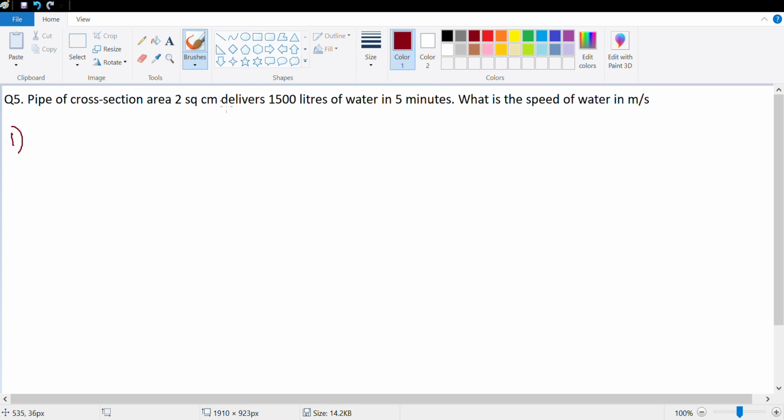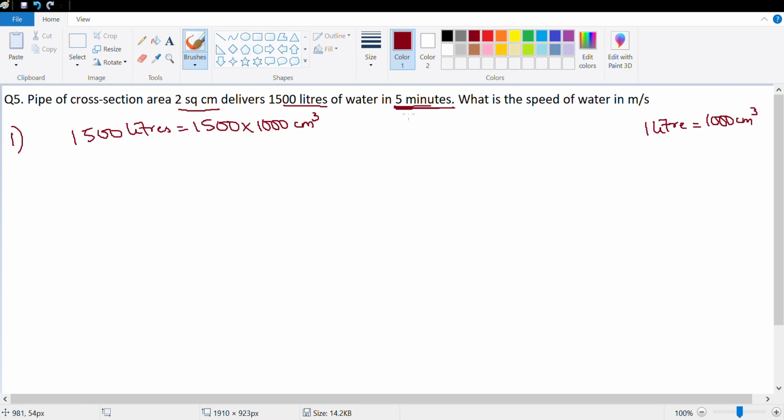So there are various things given. This is given in centimeter, then this is liter, and then this is minute. So we will have to convert them into equal units, right? So 1500 liters is equal to basically 1500 into 1000 centimeter cube, because 1 liter is equal to 1000 centimeter cube. Done. So we've done one conversion of converting it into centimeter cube.